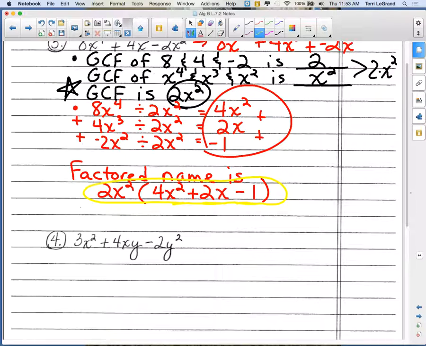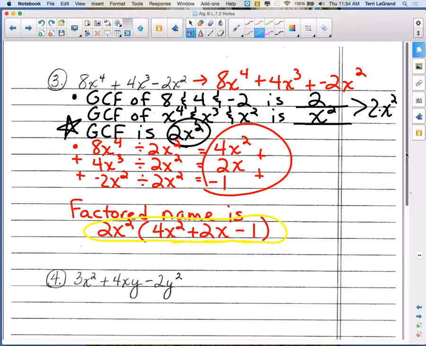What should happen if I have you multiply that out? What should the result be? Yeah, we should end up with the original polynomial. It's the same polynomial, it's just a different name for it. Give me an example of me renaming 8, factored. What's a factored name for 8? 2 times 4. So 8 is the same as 2 times 4. They look different, but they really are the same thing, aren't they?